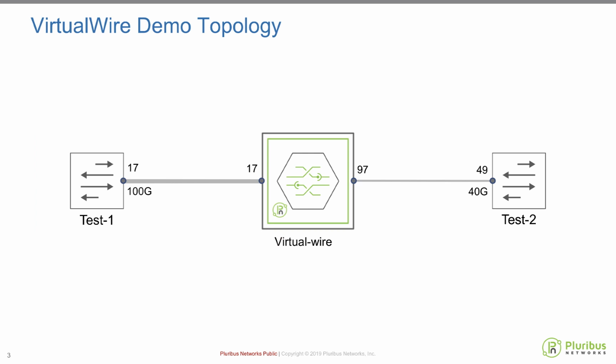Let's take a closer look. We'll be using a simple topology where we have two switches, test 1 and test 2, that are physically connected to a switch in the middle named VirtualWire, which will serve as our virtual patch panel. This is a switch provisioned with NetVisor OS and running in VirtualWire mode.